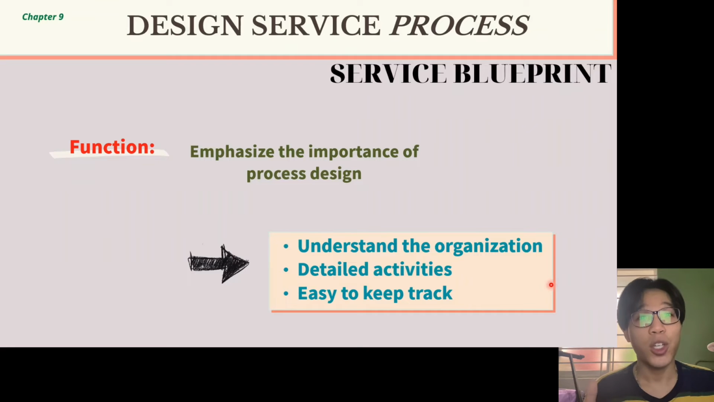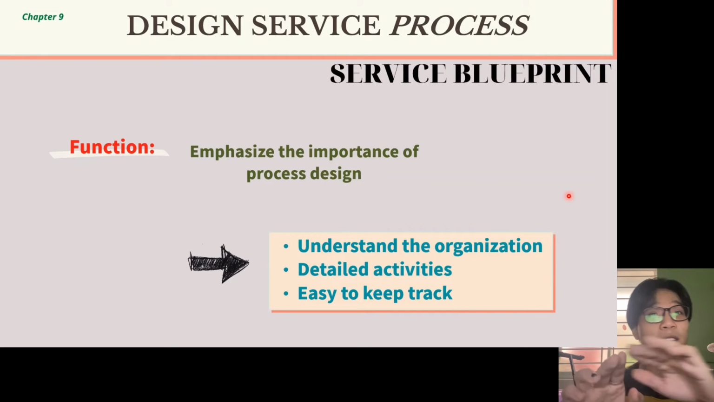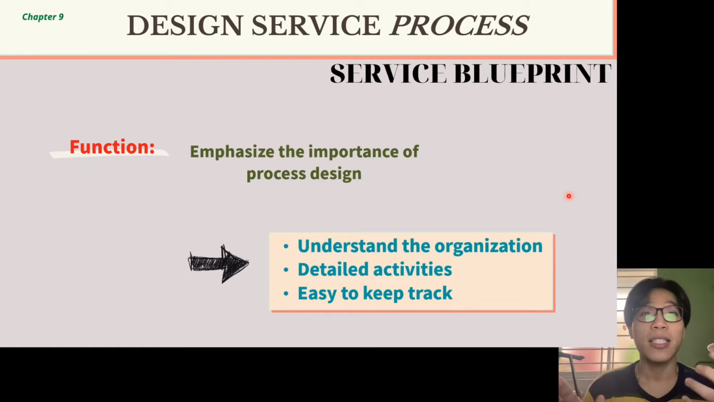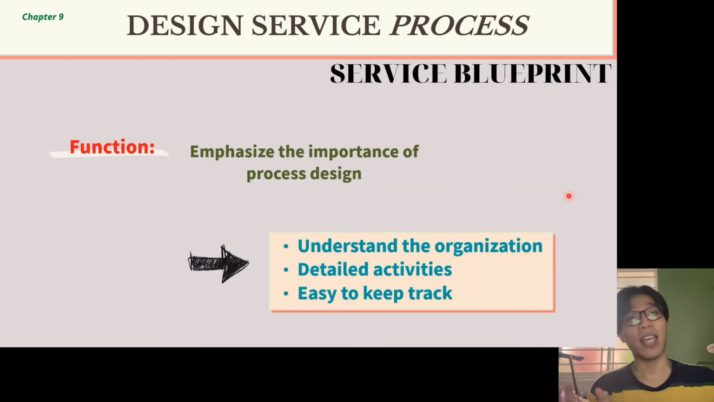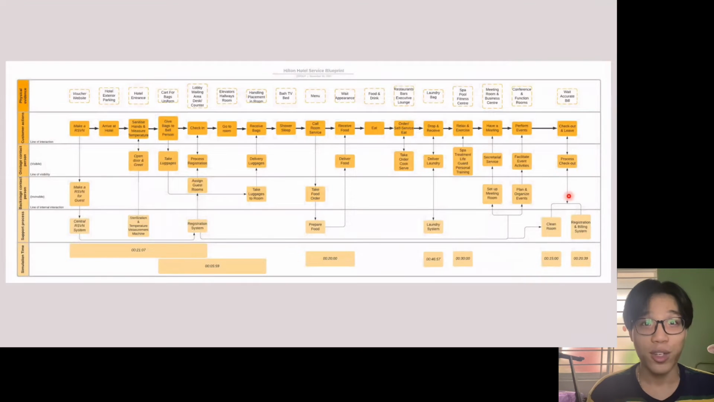A unique feature of it is the distinction made between the high-contact process that customers see and those activities that they cannot see. This distinction is made with a line of visibility on the flowchart. Furthermore, a complete service blueprint that provides sufficient information will include various dimensions. So here is an example of a blueprint for a typical hotel service operation.